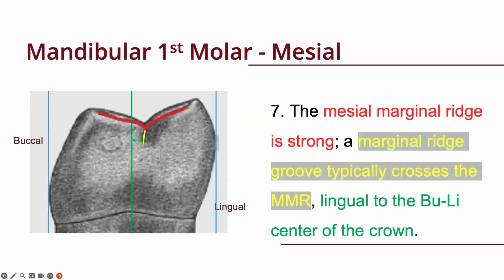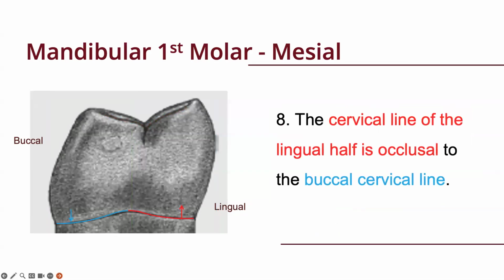The mesial marginal ridge is strong. A marginal ridge groove typically crosses the mesial marginal ridge, lingual to the buccal lingual center of the crown. Again, here is your strong mesial marginal ridge, and you have a marginal ridge groove right here crossing the mesial marginal ridge, and it's lingual to this buccal lingual center of the crown. The cervical line of the lingual half is occlusal to the buccal cervical line.